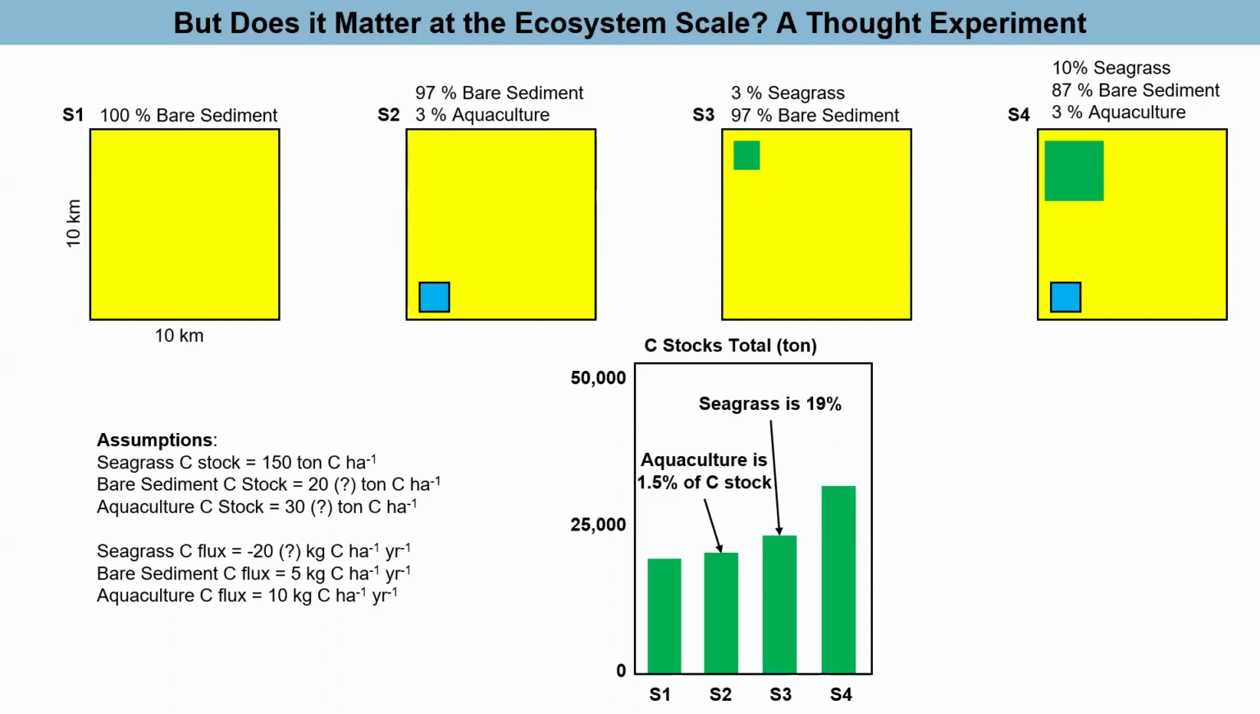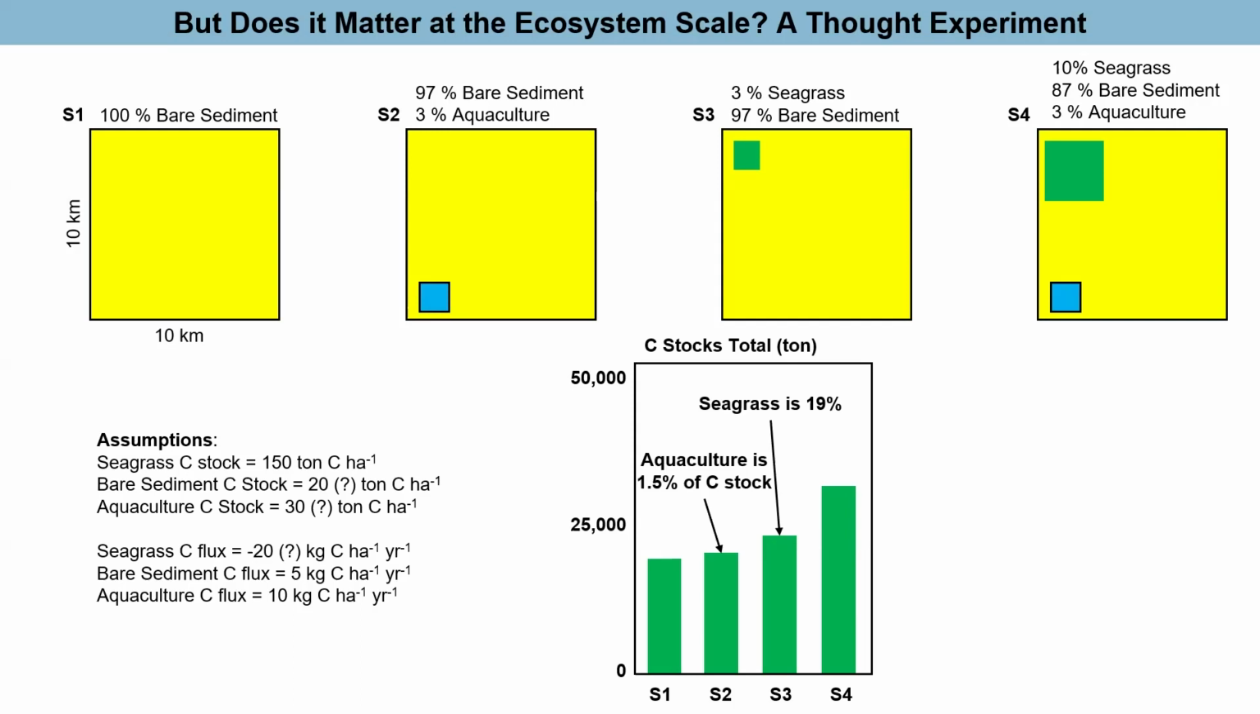And so if we look at our carbon stocks, aquaculture does not matter for carbon stocks, right? So it's really only going to be a 1.5% increase if we think about the whole system. But if we think about the carbon stock of this system in scenario 3, the small fraction, the seagrass that only covers 3% of the system, is responsible for 19% of the burial. So this small piece of the landscape really matters, right? That makes sense. This is why people care about these blue carbon ecosystems.